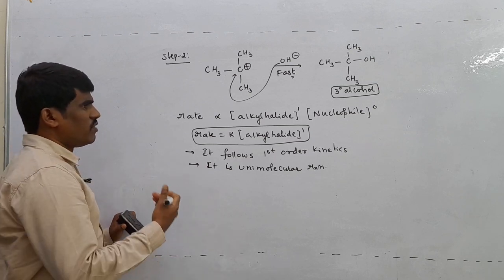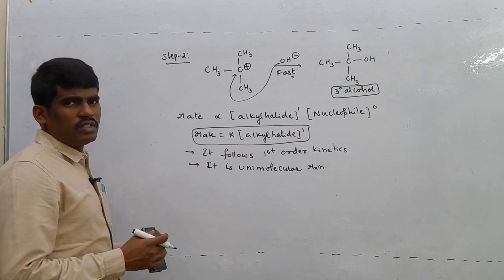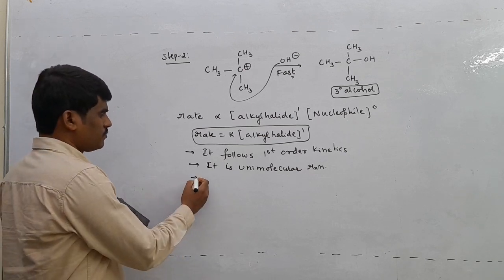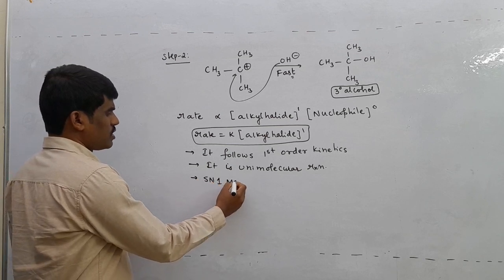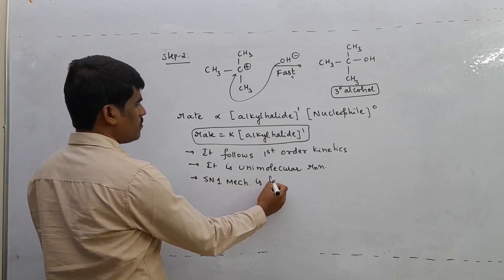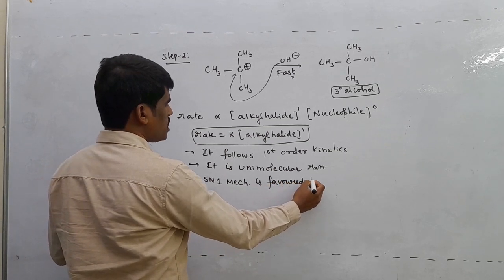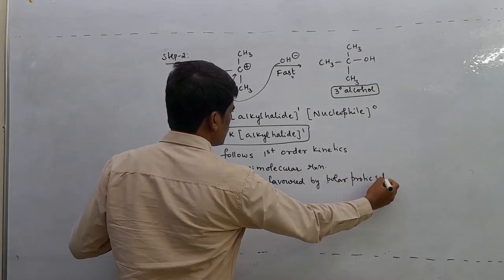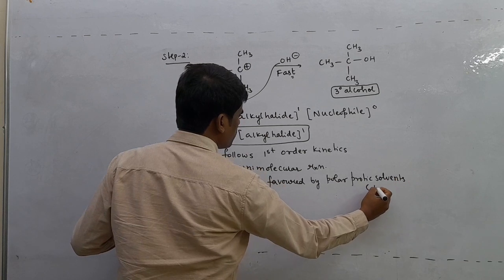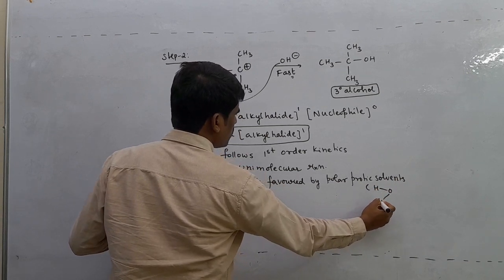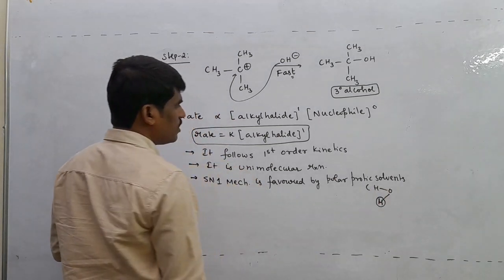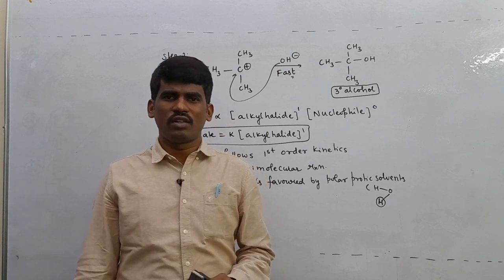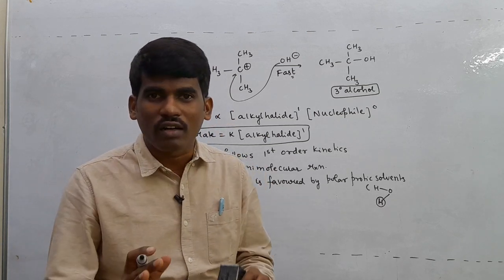Now some other points we will be discussing. H2O is a solvent. We have used a polar protic solvent. So the SN1 mechanism is favored by polar protic solvents such as water. Water is an example of a polar protic solvent, because hydrogen is attached to the most electronegative element. If hydrogen is attached to the most electronegative element such as oxygen and nitrogen, such kinds of solvents are said to be polar protic solvents.